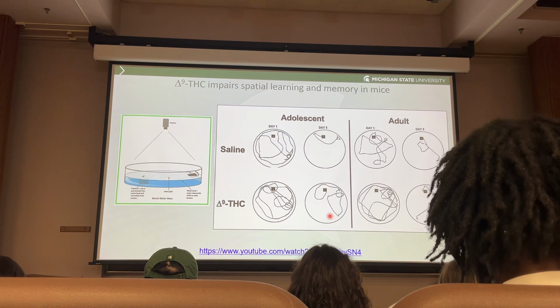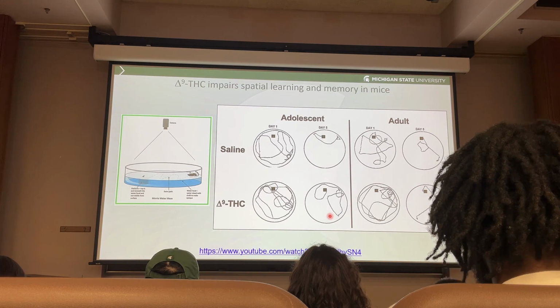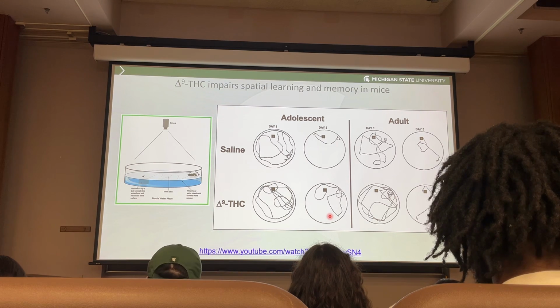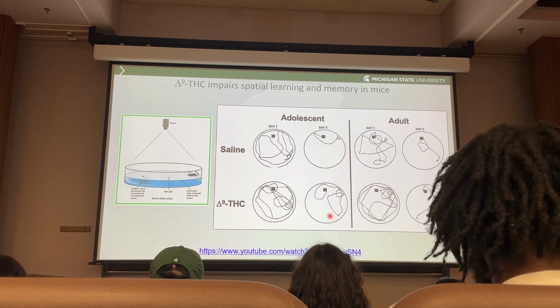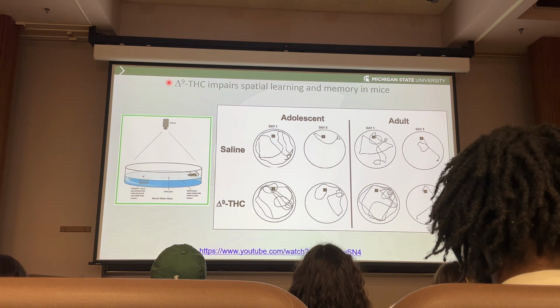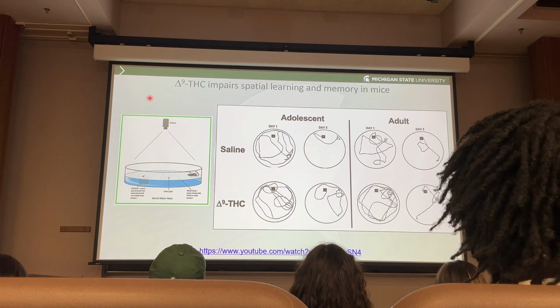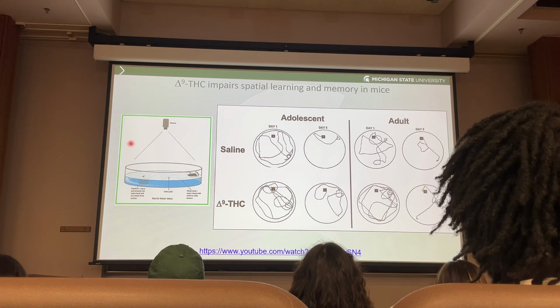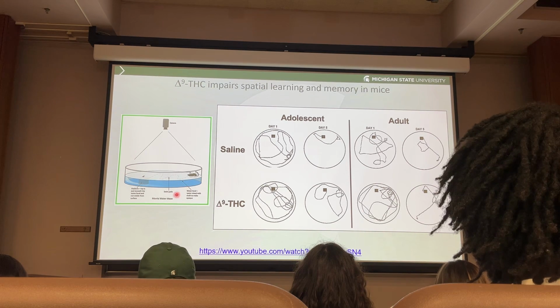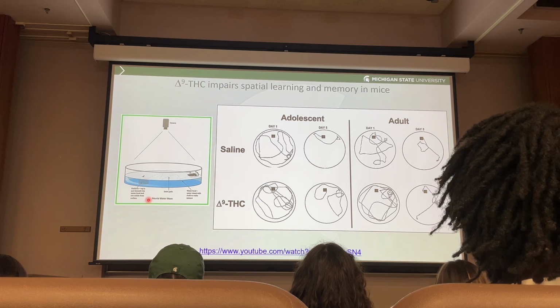So, now, that's all good, but it's not all good in this world, right? So we have to remember there's good and bad. THC has been shown to impair spatial learning and memory in mice, and this is a study that shows exactly that. So we talked before about this swim test, the Morris Water Maze as it's called here.